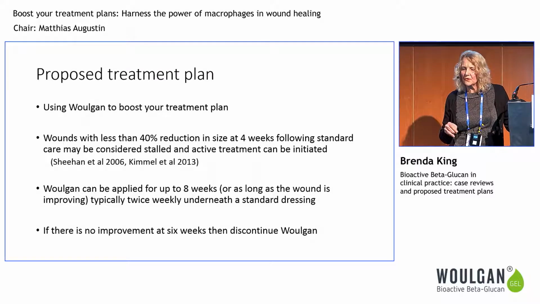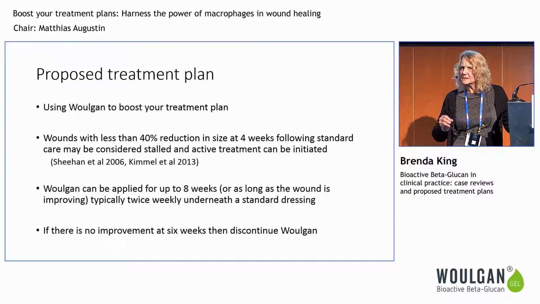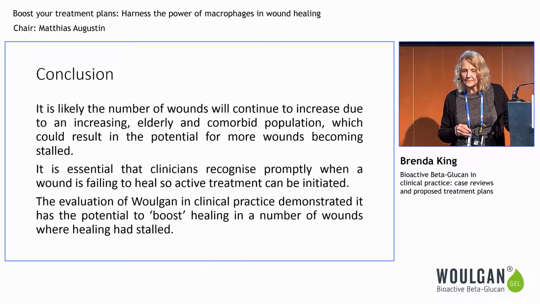Woulgan can be used for up to 8 weeks or as long as the wound is actually healing, and can be applied typically twice a week. Some of the ones that were in the evaluation were just treated weekly. But then obviously if there's no improvement with that Woulgan, then to discontinue.